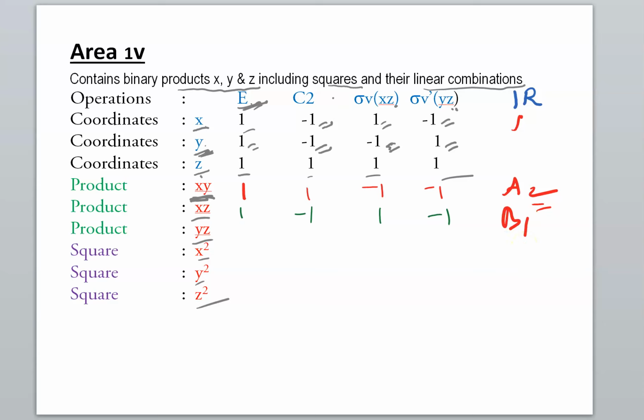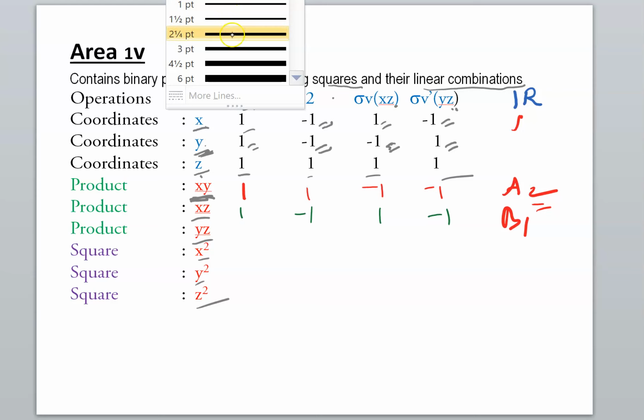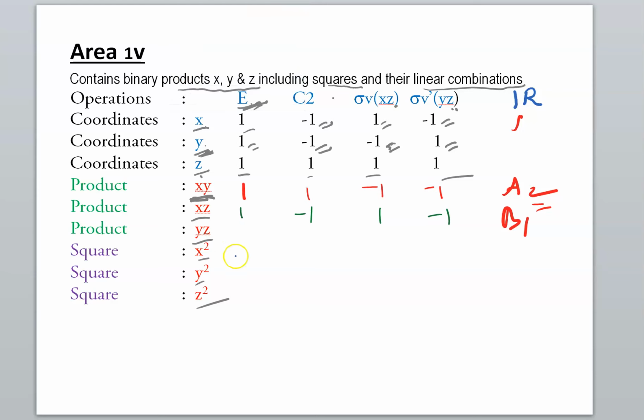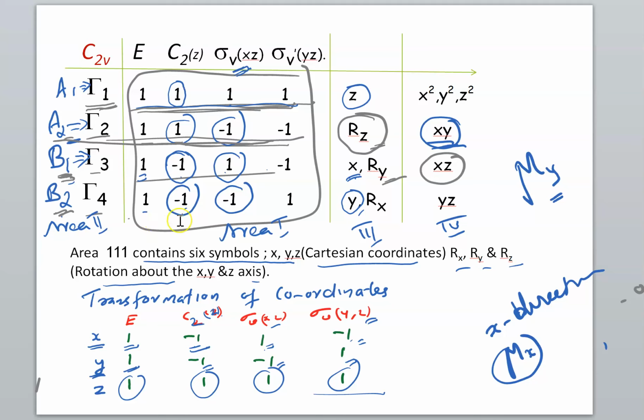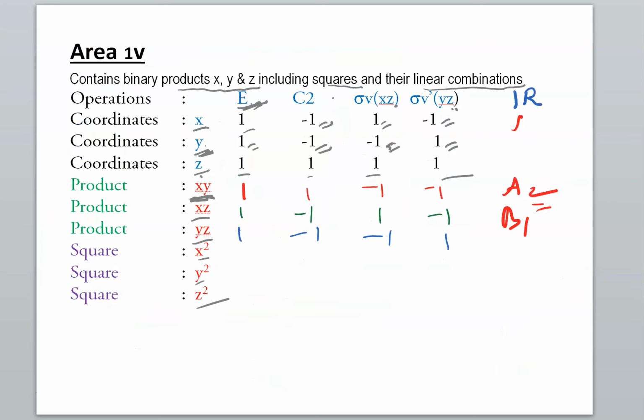Next we are considering yz, y into z. 1 into 1, 1. Minus 1 into 1, minus 1. Minus 1 into 1, minus 1. 1 into 1, 1. Therefore, 1, minus 1, minus 1, 1. Yes, yz is here. It transforms as B2.